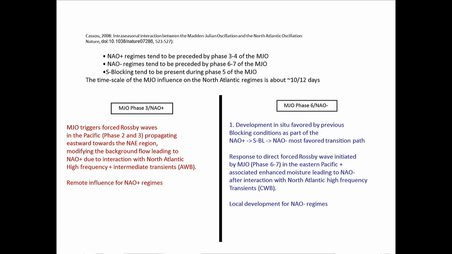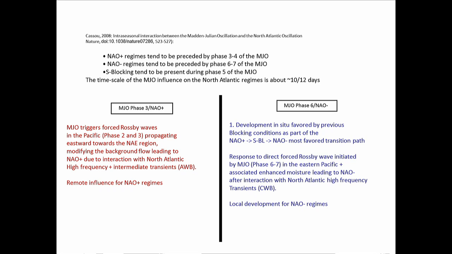On the other hand, with phase 6 and its relationship with the negative phase of NAO, we have a development in situ favored by previous blocking conditions, as part of this transition that was mentioned by Laura. So we have a kind of preferred transition from the North Atlantic Oscillation in its positive phase. Afterward, we have Scandinavian blocking, and we end up having a North Atlantic Oscillation in its negative phase. So here we can see that we have this direct forcing of the positive oscillation. This is what was mentioned by Christoph Cassou. But here, the forcing is not direct. We have this transition by the Scandinavian blocking before having the negative phase of the North Atlantic Oscillation.